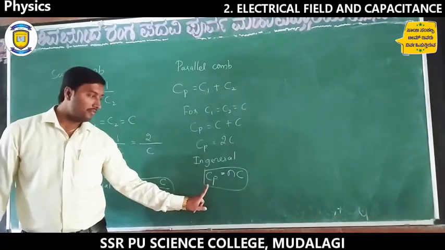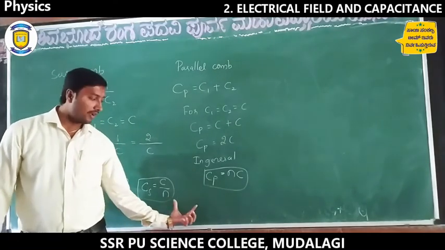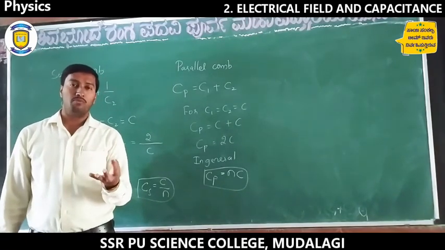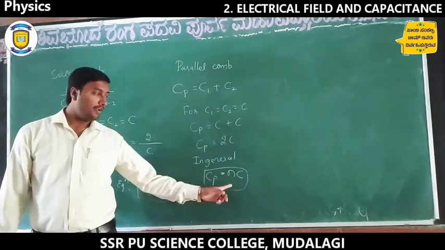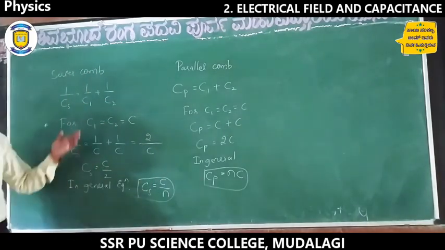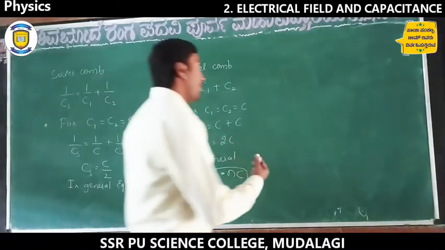In parallel combination Cp equal to n into C, both n here. So n ಅಂದ್ರೆ ಏನ್ರಿ, number of capacitors, ಎಷ್ಟು ನಾವು ಕನೆಕ್ಟ್ ಮಾಡ್ತೀವಿ. For example 2, 3, 4, 6 like that, it is a natural number, 1, 2, 3 starting from 1. Okay, so these are the special cases. For example, in the three capacitors.